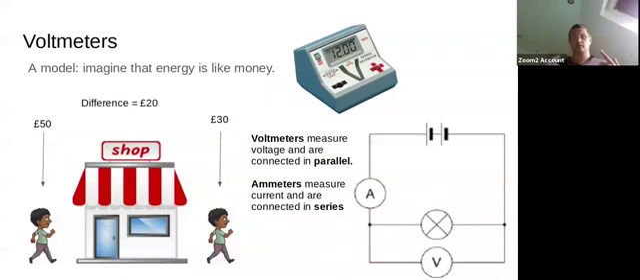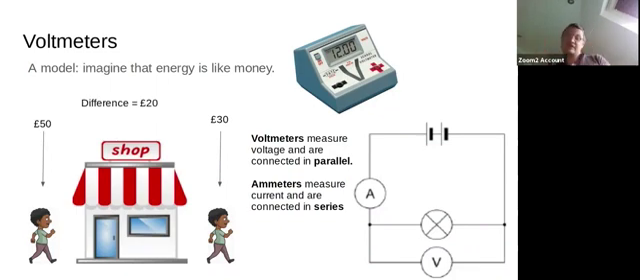Then I can go, well, that's easy. You came in with 50, you left with 30. I can work out the difference in how much energy you've got, in how much money you've got. And energy is sometimes referred to as potential, gravitational potential energy, chemical potential energy. Energy is potential.